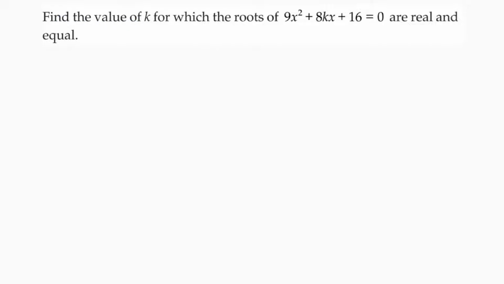Find the value of k for which the roots of 9x square plus 8kx plus 16 equals 0 are real and equal. See, if the roots are real and equal, then the discriminant b square minus 4ac will be 0. If the discriminant is 0, then we can say the roots are equal. So here roots are equal, so I'll write b square minus 4ac is 0.